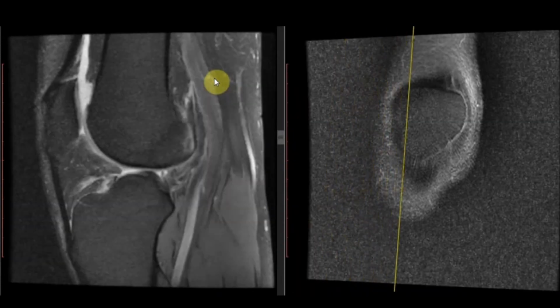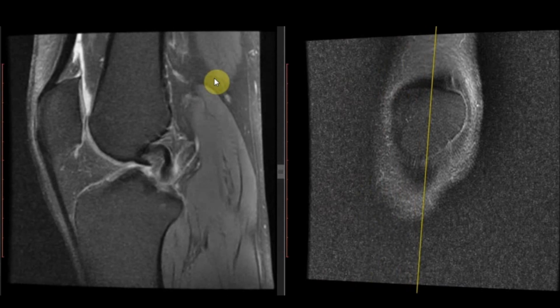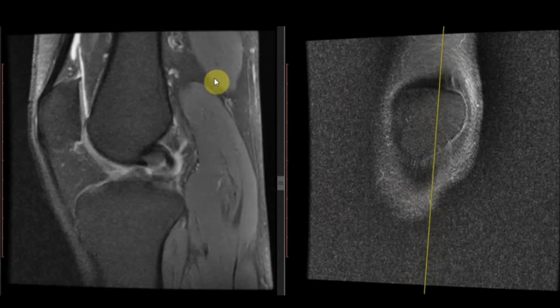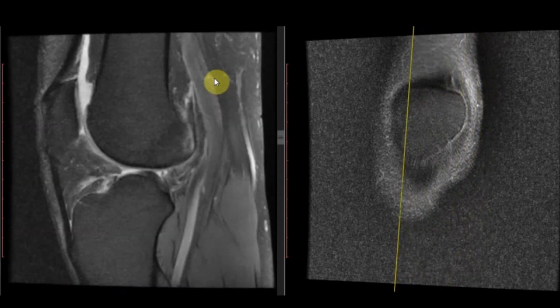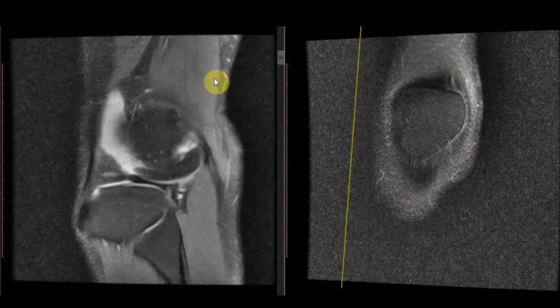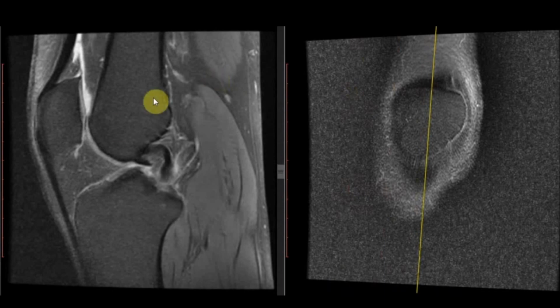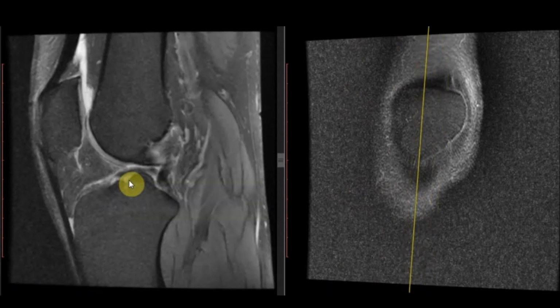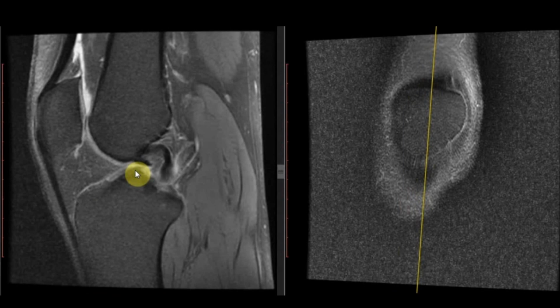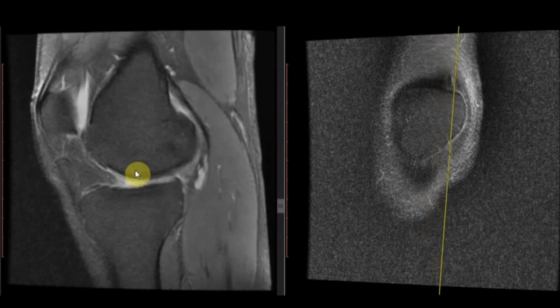Okay, so this is also a case of chronic ACL tear, and as we can see, there is no obvious edema involving the bones, and the anterior cruciate ligament is not visualized; it's completely gone. It is lying over the tibial plateau. There is no obvious edema located in the intercondylar notch. And there is no obvious gross joint effusion seen.